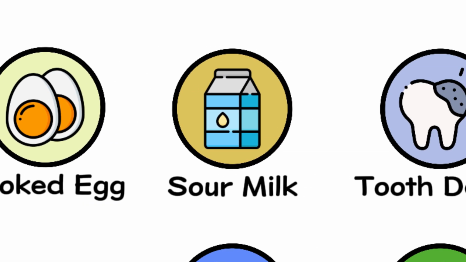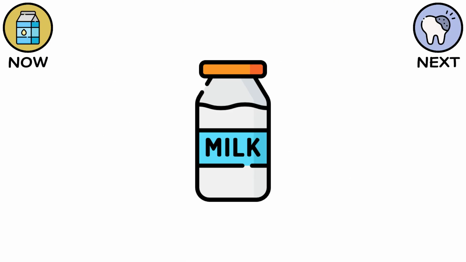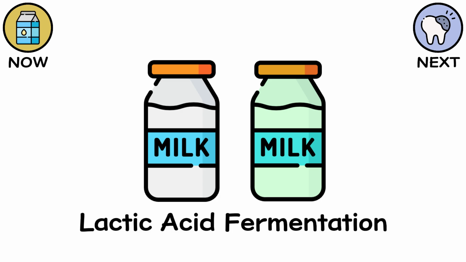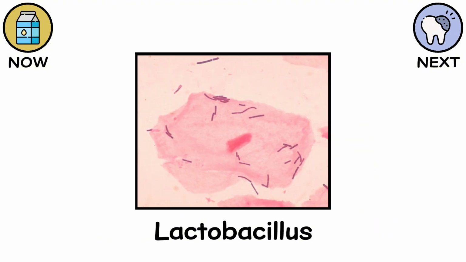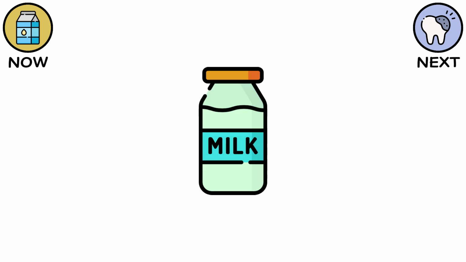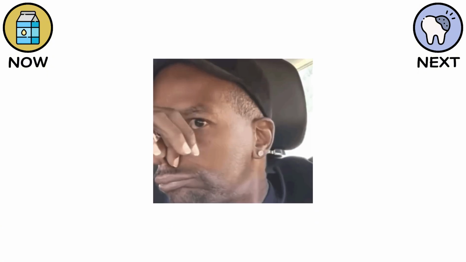Milk going sour. Acidification in action. Leave milk out too long and it turns sour. That's lactic acid fermentation again, but this time, it's spoilage. Bacteria like lactobacillus feed on lactose and produce lactic acid. The rising acidity causes casein proteins to clump together, forming curds. That's what you see as spoiled milk, a curdled, sour-smelling mess.